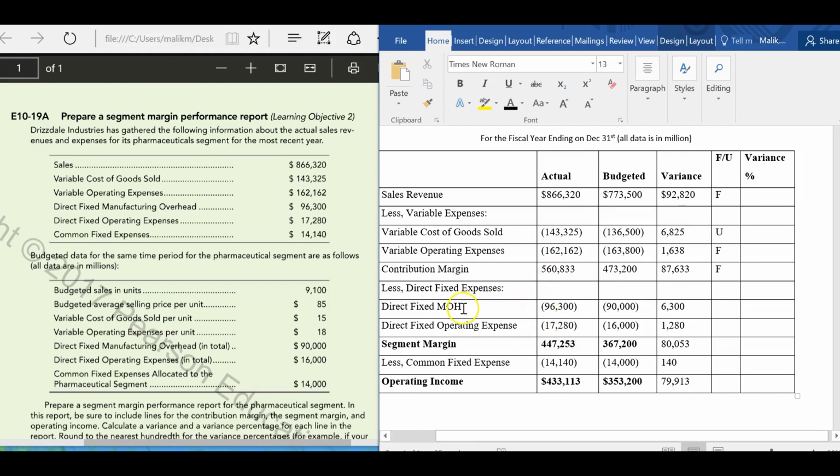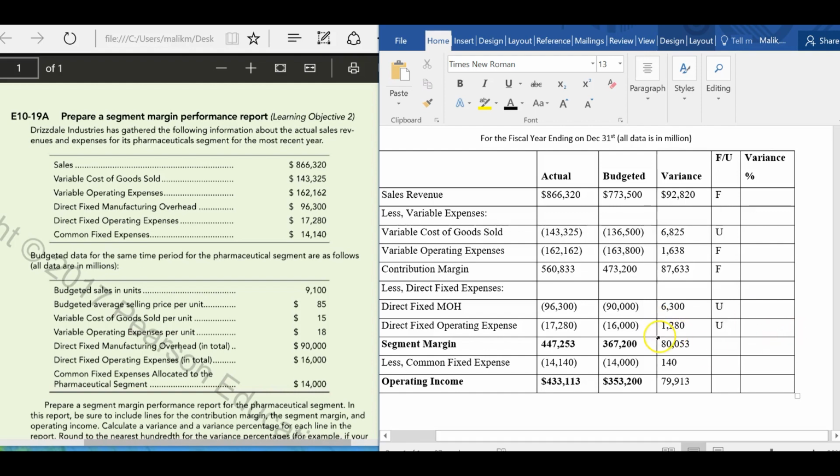Now let's try to focus on our two direct fixed expenses. One is our direct fixed manufacturing overhead expense, another is direct fixed operating expense. For both of these direct fixed expenses, you will see that actual numbers are higher than the budgeted numbers. So for an expense item, if actual is higher than the budgeted one, then it's not good for you. So it will be an unfavorable one. Both actual numbers are higher than the budgeted numbers, so both will be unfavorable.